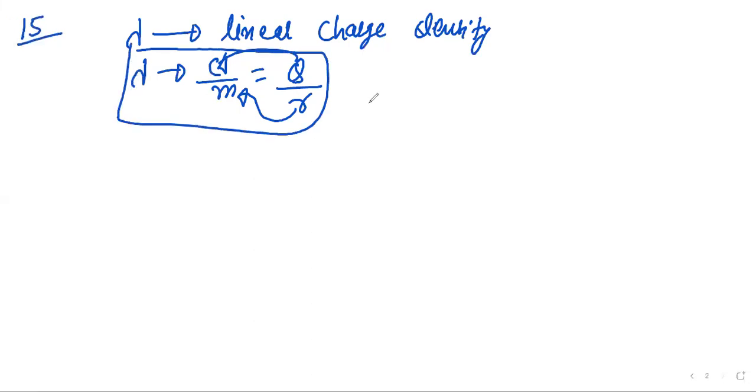Understood? So two parallel lines are given: this is lambda, and this is minus lambda, the negative charge density, at a distance of 2r. So the distance between them is 2r. What is the electric field midway between the two lines? So you have to find the field at the midway line.